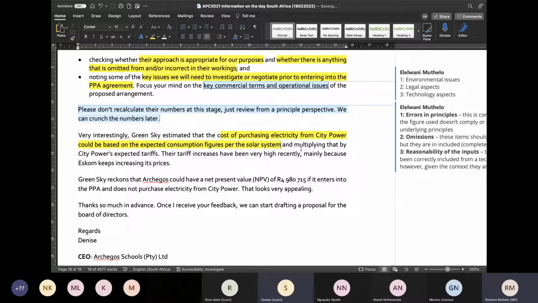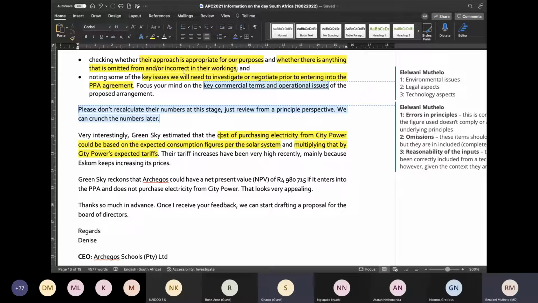And multiplying that by the what? By the city power's expected tariff. So let's just read what they're saying, because we need to be on top of this. Green Sky estimated that the cost of purchasing electricity from city power could be based on the expected consumption figures per the solar panel or solar system, and multiplying this by the city power's expected tariff.